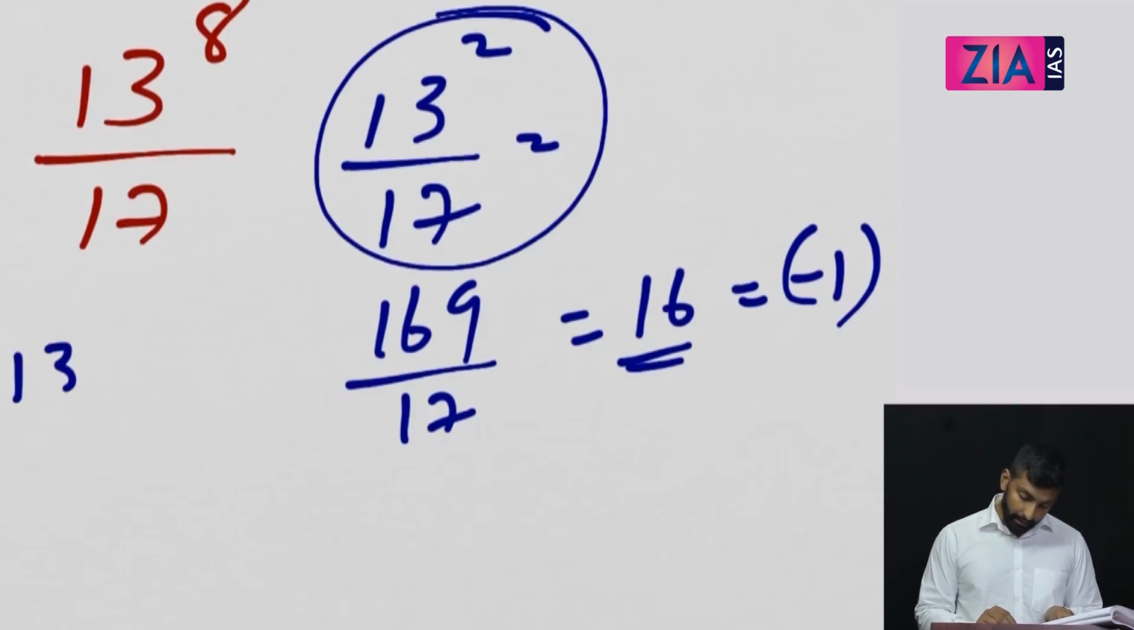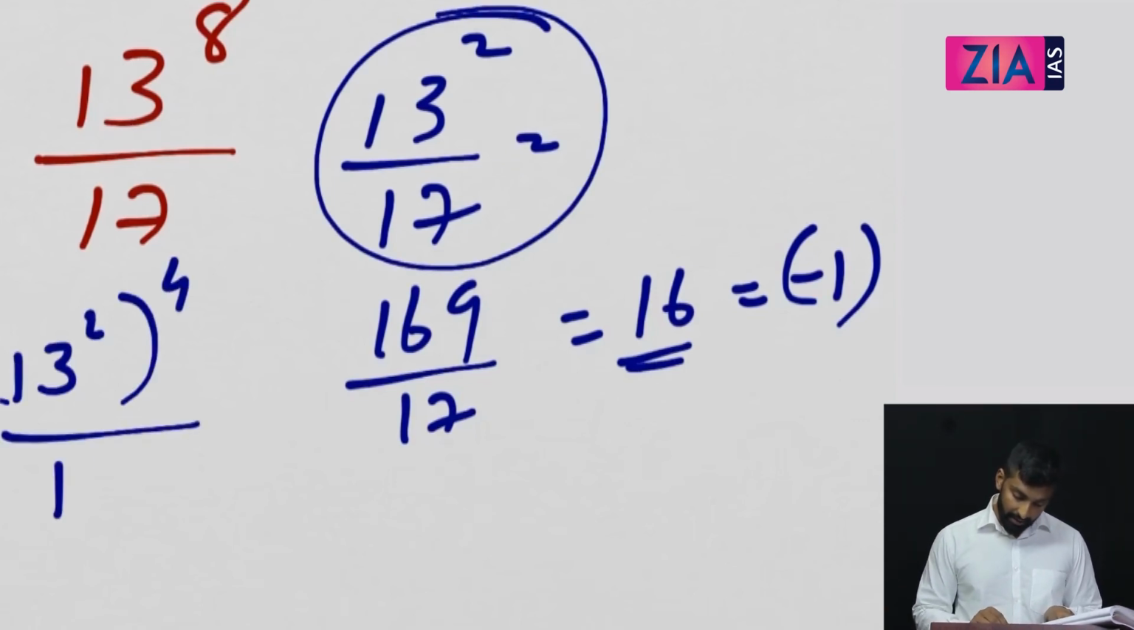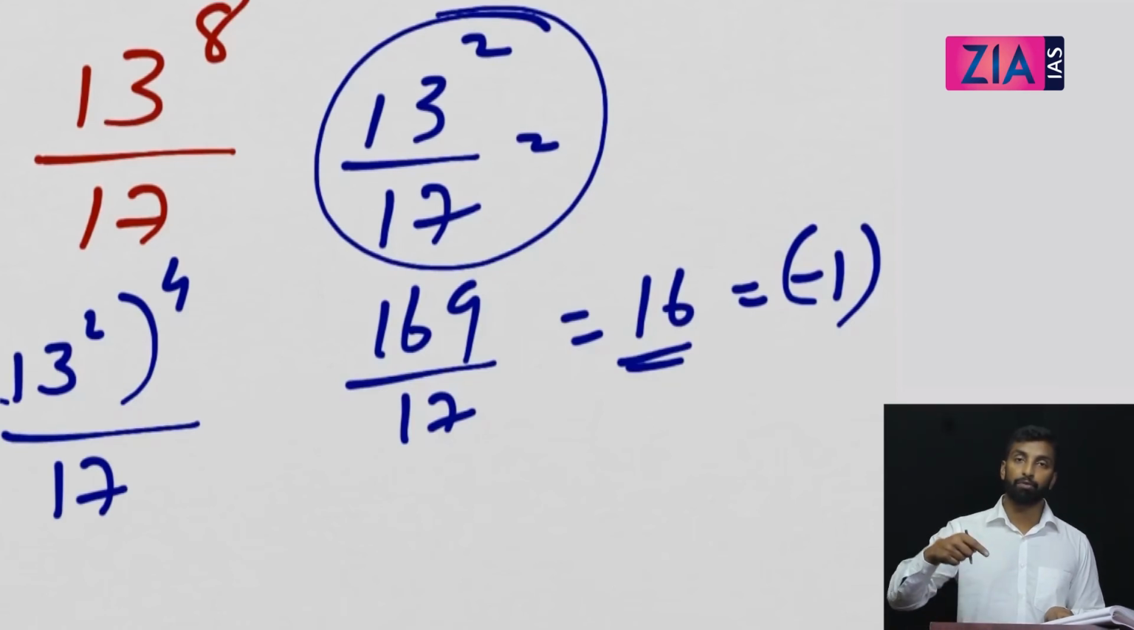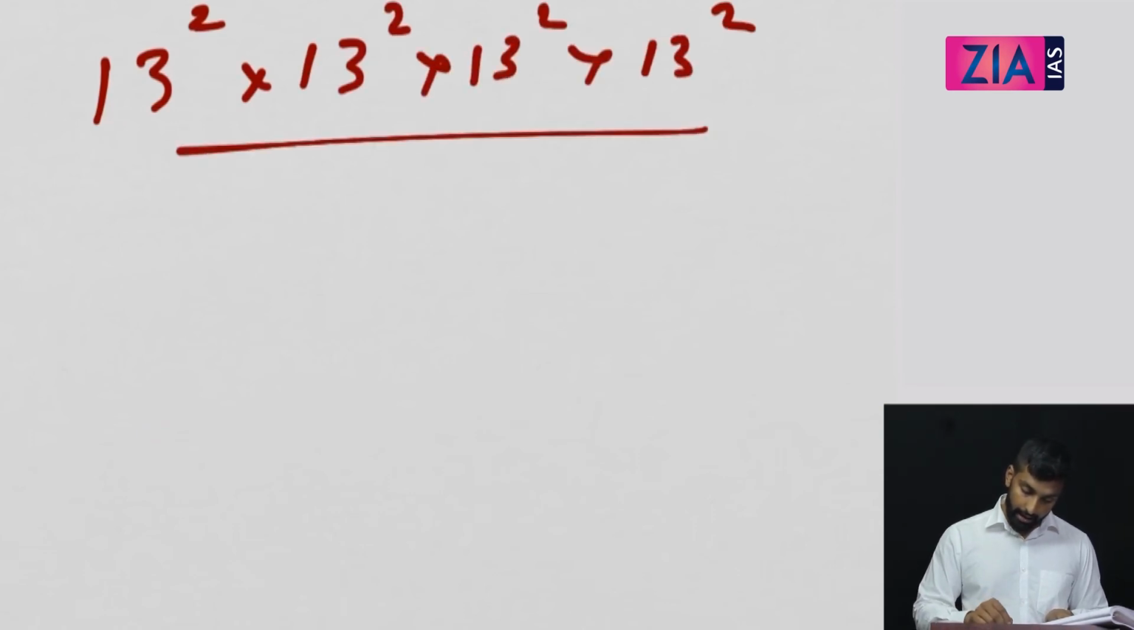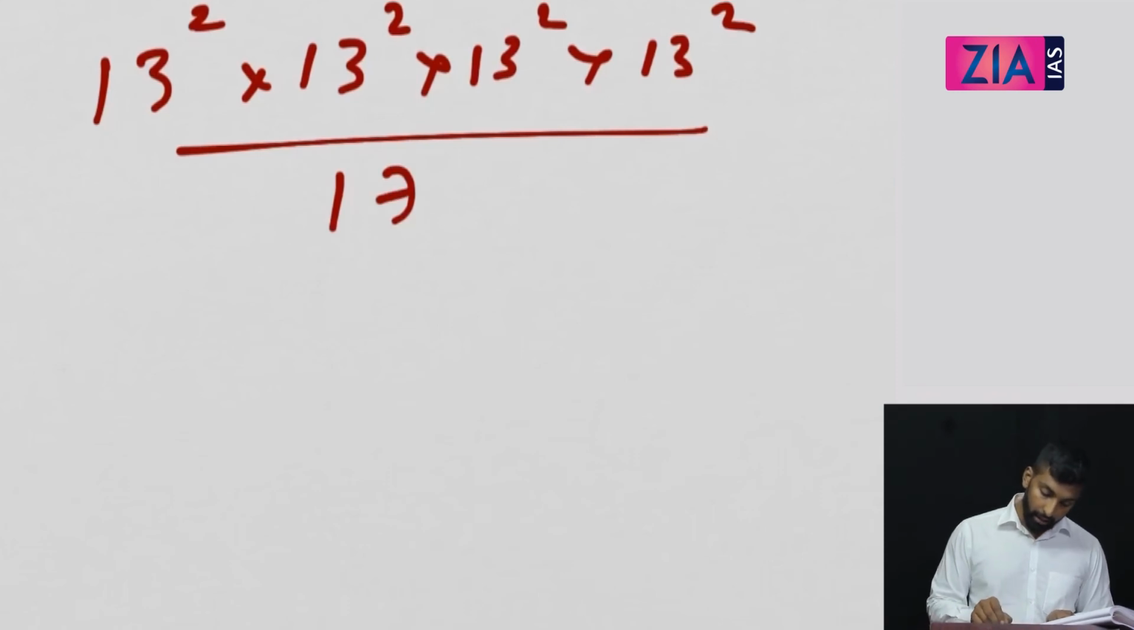So I'll write it as 13 square raised to 4 divided by 17. Or 13 square, four times, divided by the denominator, right? It should be like this. It can be a revision of your basic remainder theorem also, right? That's why I'm explaining in this way. 13 square into 13 square into 13 square into 13 square, divided by 17. Now you need to do it individually, right?